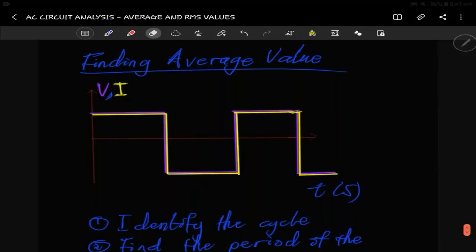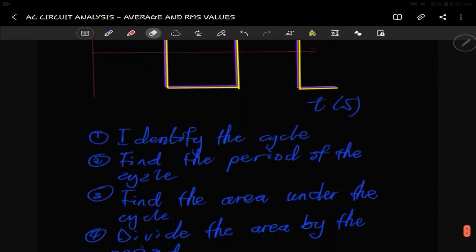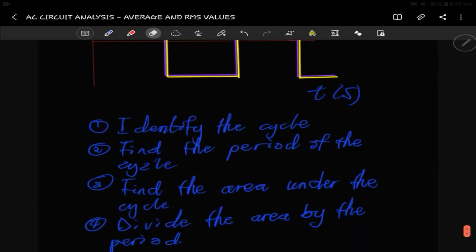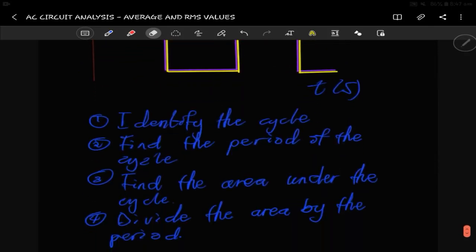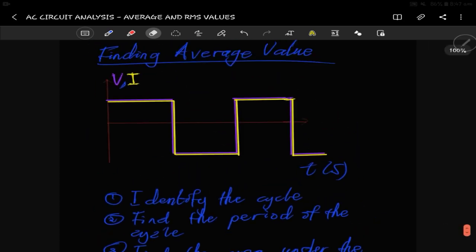All right, so when we are finding the average value, this is what we do. And there are pretty simple steps. This is what we do. It says that steps number 1 to 4, you identify the cycle, right? So we know that there's the waveform, but there's a cycle, meaning it starts somewhere, ends somewhere, and then repeats that same cycle again, right?